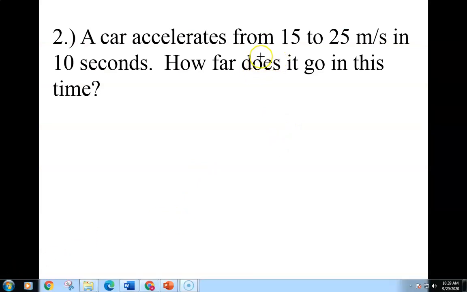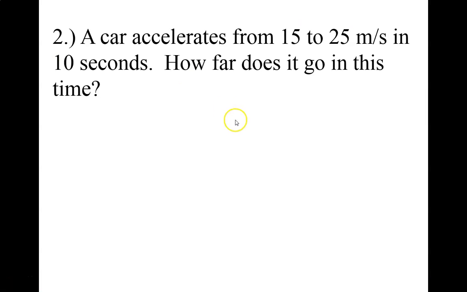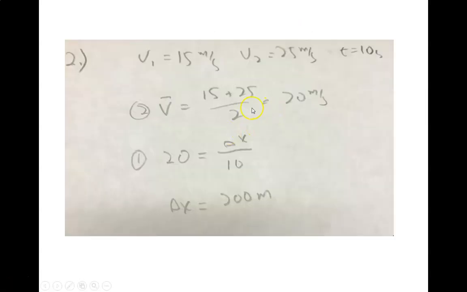So here, second example: a car accelerates from 15 to 25 meters per second in 10 seconds. How far does it go in this time? So we've got v1 as 15, v2 as 25, and t as 10 seconds. Take the time to label what's in the problem. It will help you, especially if you tend to get a little stuck. We're looking for displacement; that's my question mark.